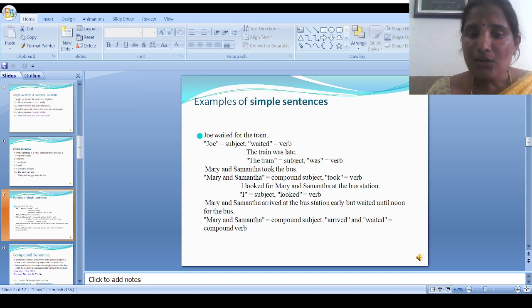Joe is the subject, waited is the verb. The train was late. The train is the subject and was is the verb. Mary and Samantha took the bus. Mary and Samantha is a compound subject. Took is the verb. I looked for Mary and Samantha at the bus station. I is the subject. Looked becomes your verb. Mary and Samantha arrived at the bus station early but waited until noon for the bus. Here, Mary and Samantha becomes your compound subject. Arrived is the verb and waited is the compound verb.